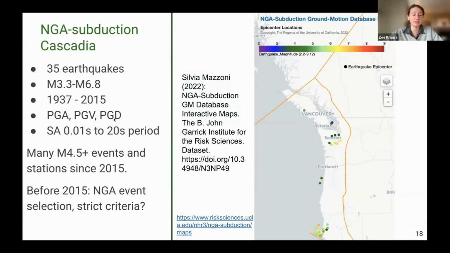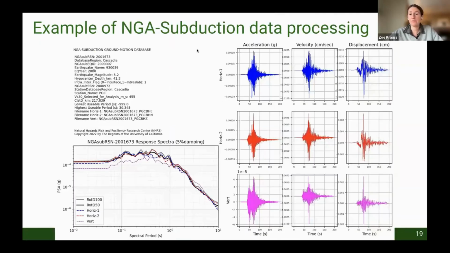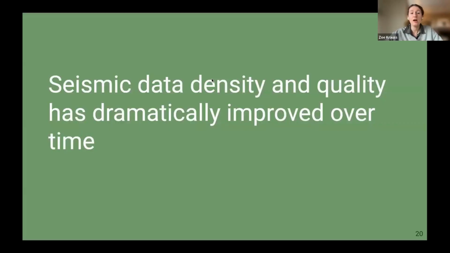There's peak ground acceleration, velocity, and displacement. And there's also the 5% damped peak spectral acceleration, listed here at a wide range of periods from 0.01 to 20 seconds. For example, if you dig into the NGA subduction data process, this is the type of data that's available. There are many event parameters included to facilitate regressions of the ground motion parameters with respect to different event characteristics. So this can be a really rich resource.